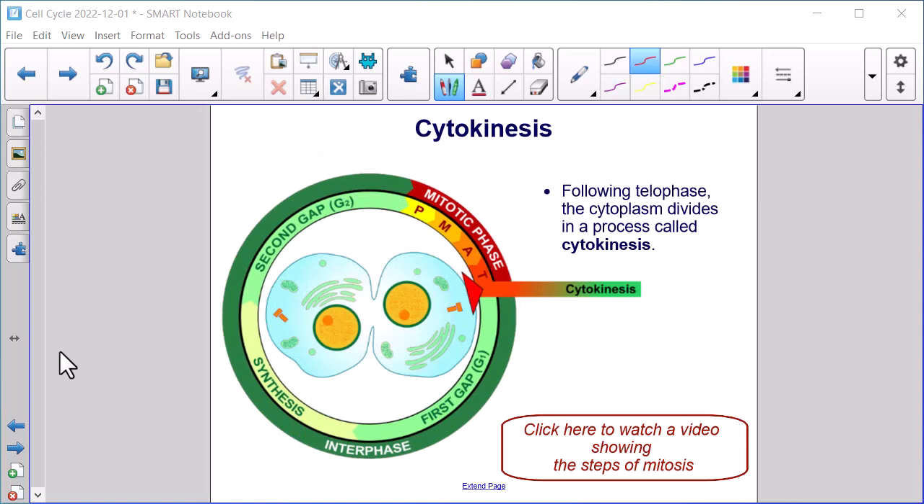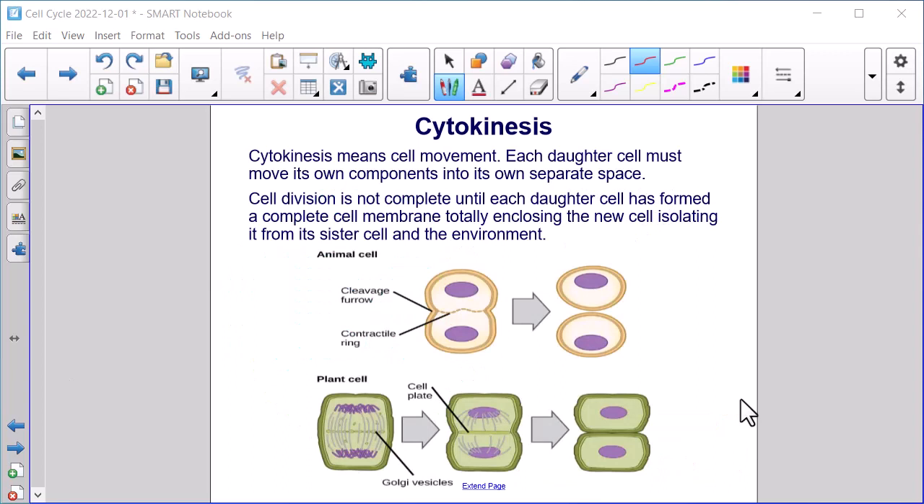Cytokinesis. Following telophase, the cytoplasm divides in a process called cytokinesis. Cytokinesis means cell movement. Each daughter cell must move its own components into its own separate space. Cell division is not complete until each daughter cell has formed a complete cell membrane, totally enclosing the new cell, isolating it from its sister cell and the environment.